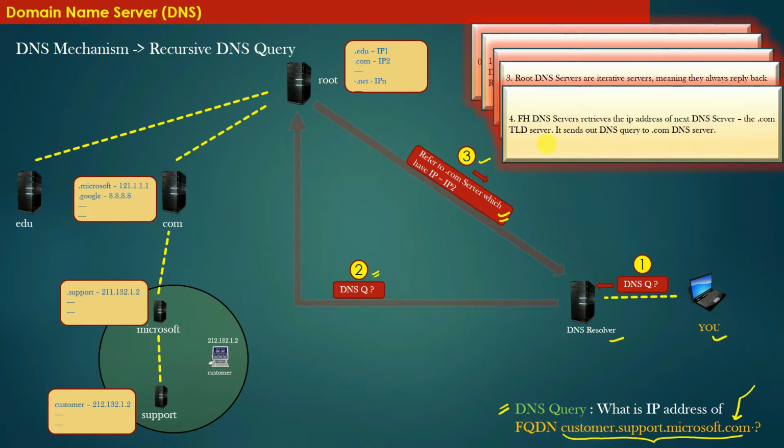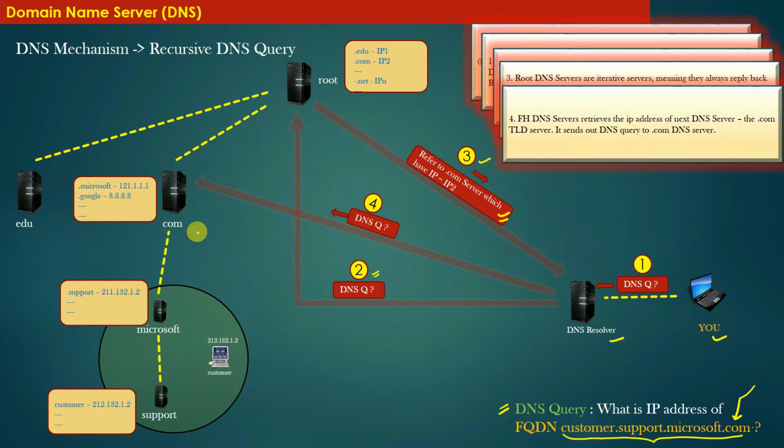In this case, the next domain name server is the .com top level domain name server. So when the DNS resolver, or first hop DNS server, receives this referral answer from the root DNS server, it retrieves the IP address of the next DNS server. In this case, this next DNS server is the .com top level domain name server. Right? So now the DNS resolver knows that the next DNS server should be the .com top level domain name server, and therefore it sends out the same DNS query to the .com top level domain name server. So in step 4, you can see that the DNS resolver has sent out the DNS query to the .com top level domain name server.